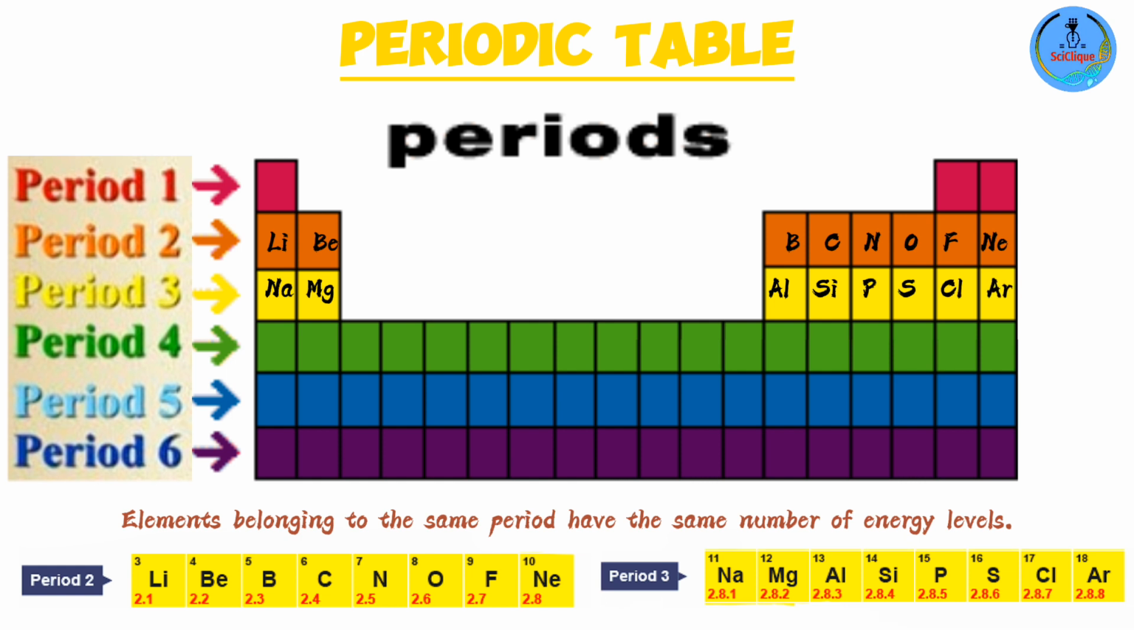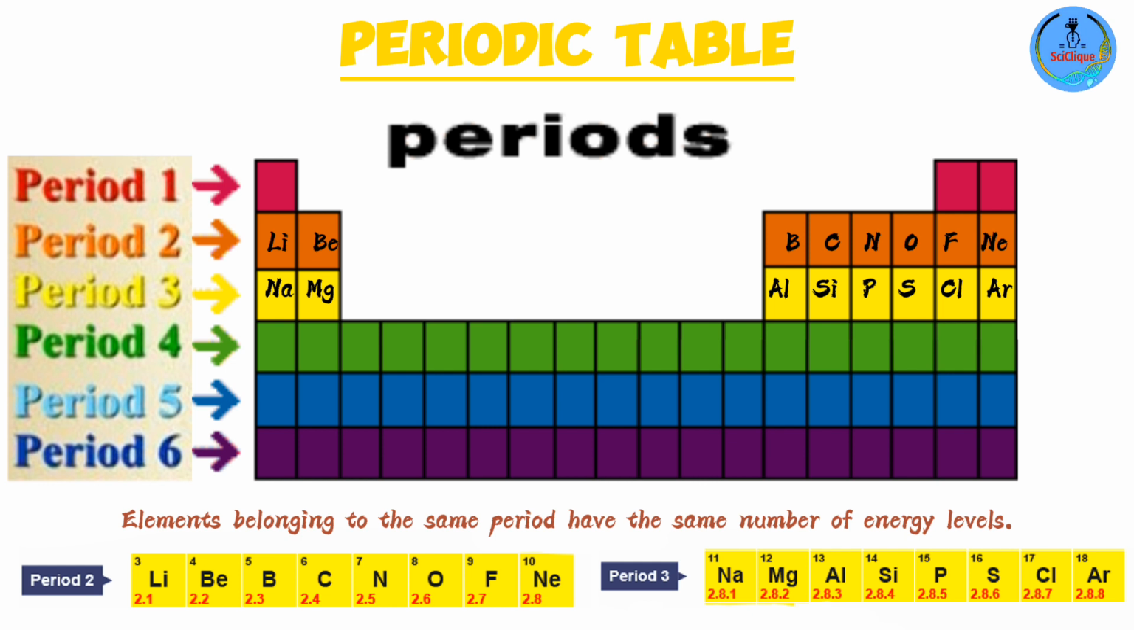Going back to our example of magnesium. Magnesium had the electron configuration of 2, 8, 2. So those are 3 energy levels. Sodium has the electron configuration of 2, 8, 1, 3 energy levels. Chlorine 2, 8, 7, 3 energy levels. So all elements belonging to the same period have the same number of energy levels.